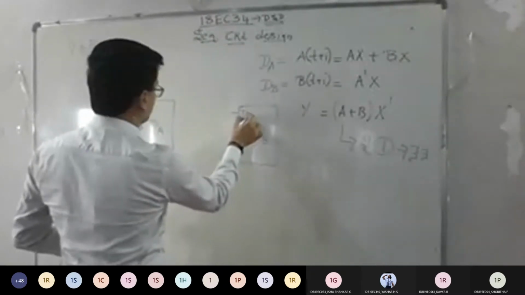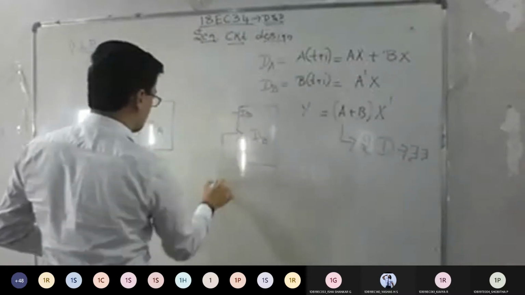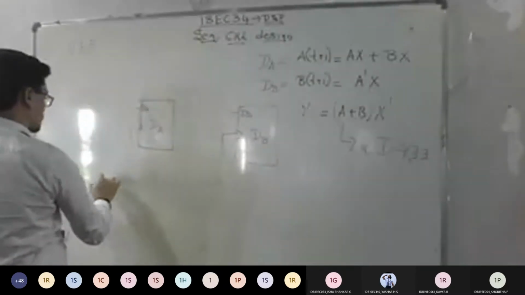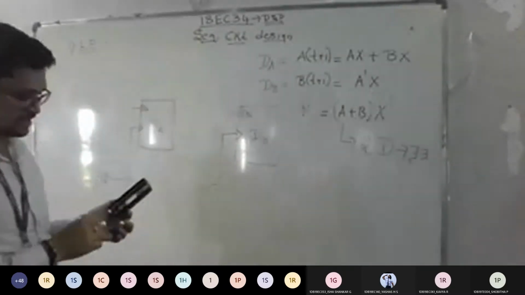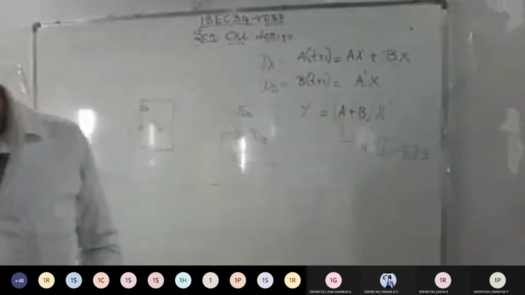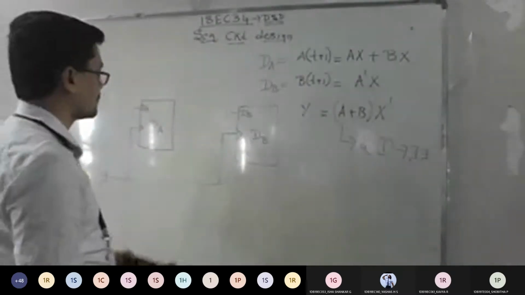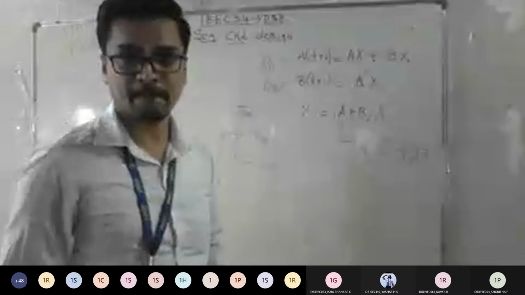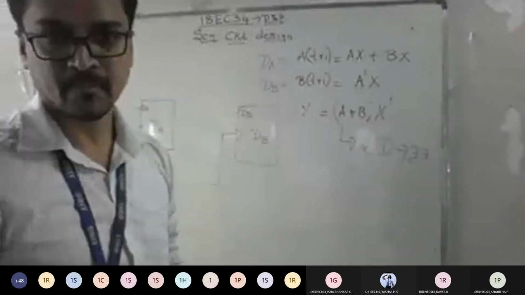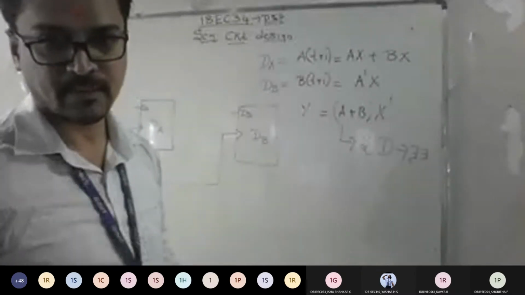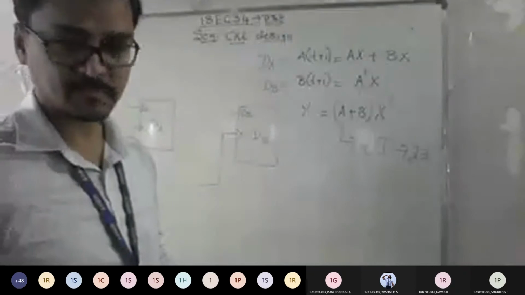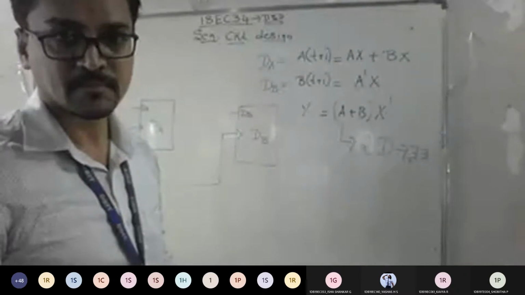So this is your DB. Again, common clock. I can provide a combination of this as a clock. Is it visible what I'm writing or not? Visible here? Everyone, is it visible? Yes, sir.